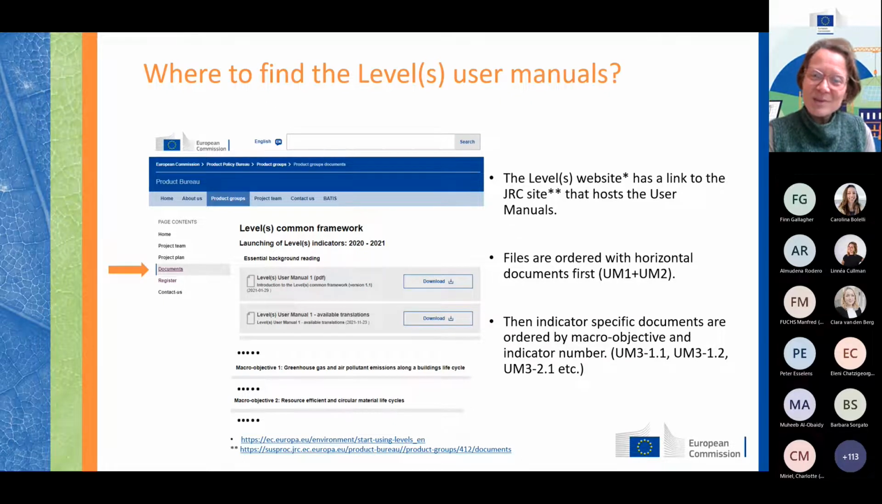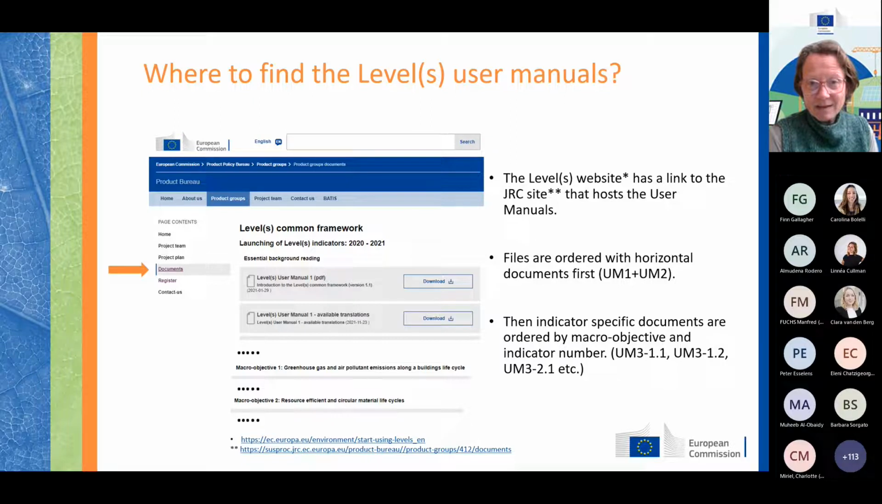I finished my previous presentation by saying that if you click on this link, there is a wealth of information that you can find. And this is indeed the case. If you go from the levels webpage to the user manuals, you will come to what you see here. You will come to a website where all the different user manuals are listed. We call them user manuals indeed, and the first two are of a horizontal nature. They are not linked to any particular indicator. That's why we call them horizontal. And they give the necessary general background to anyone who's interested in working with levels.